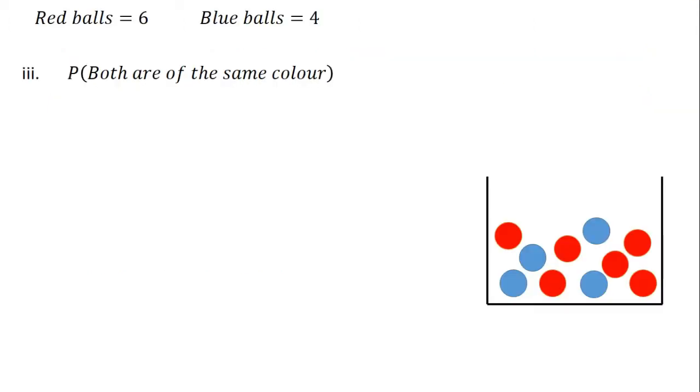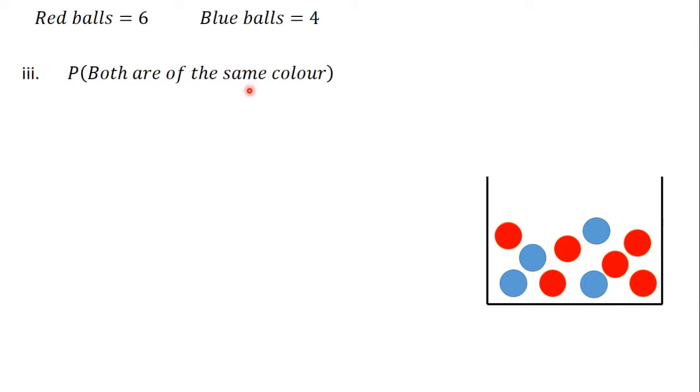So we have the box here with 6 red balls and 4 blue balls, giving us a total of 10 balls. Remember, we are selecting 2 balls, one after the other with replacement. And we are now going to find the probability that both balls are of the same color. From the bag here, we can see that we have red balls and blue balls, and we are selecting 2 balls from the bag.